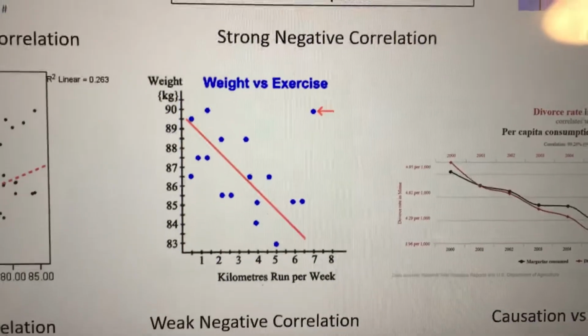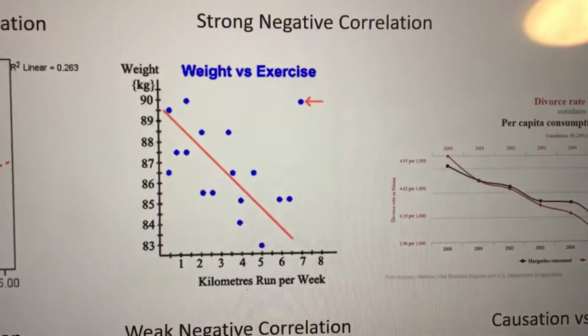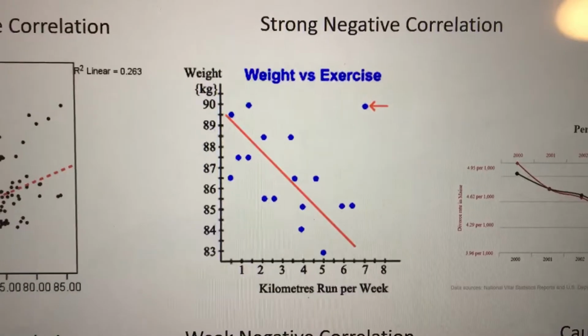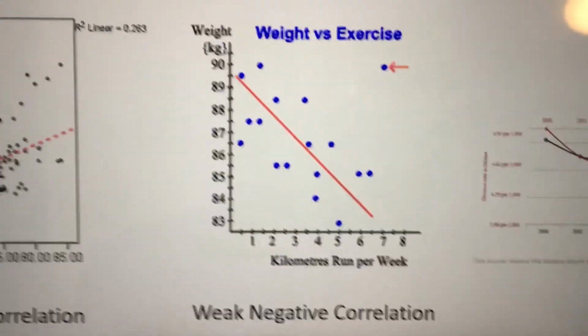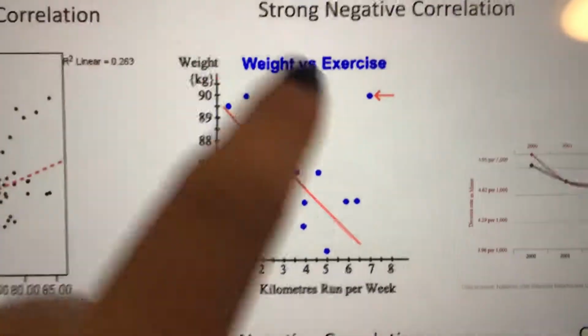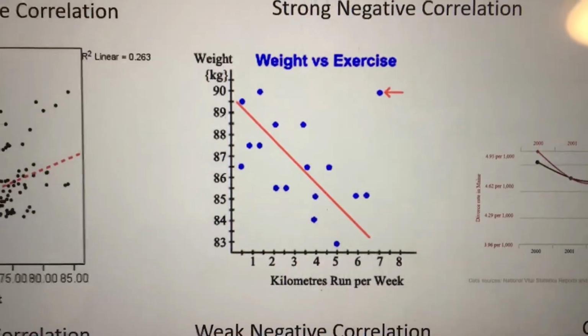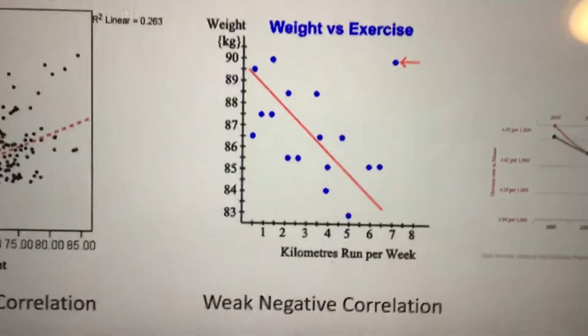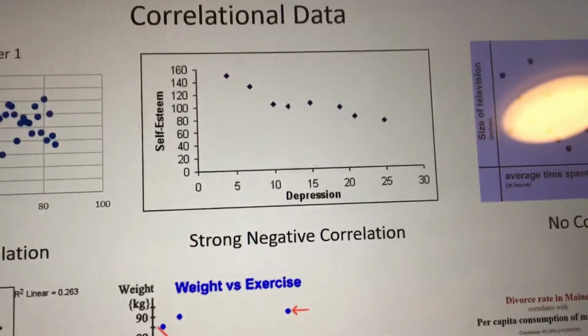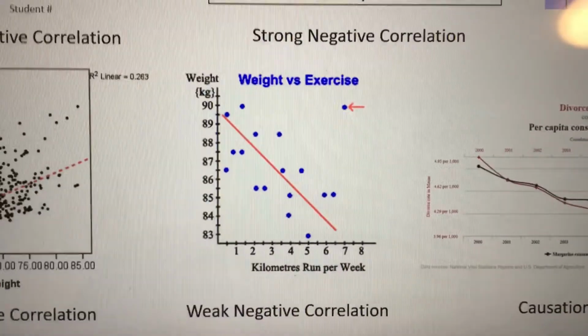For the weak negative correlation, here's weight versus exercise. So the more kilometers run per week tends to have a lower body weight in kilograms. There is this outlier here, which I like because you can see that the distribution isn't completely equal and the dots are a little bit more spread out as compared to that, which is why it's a weak negative correlation.